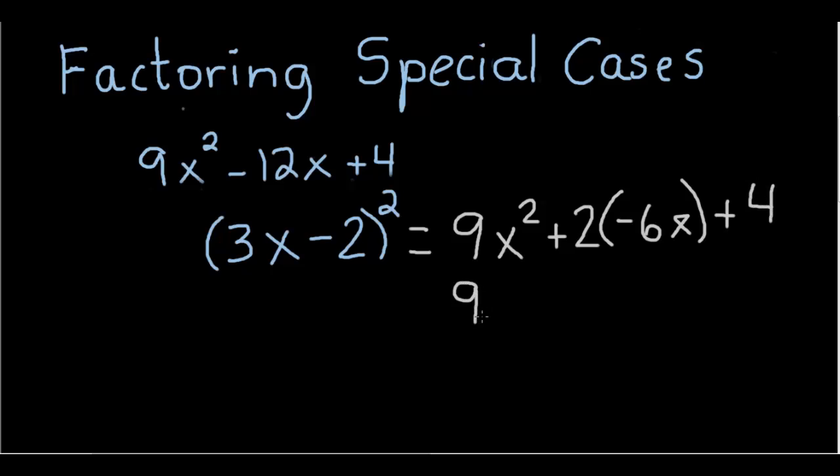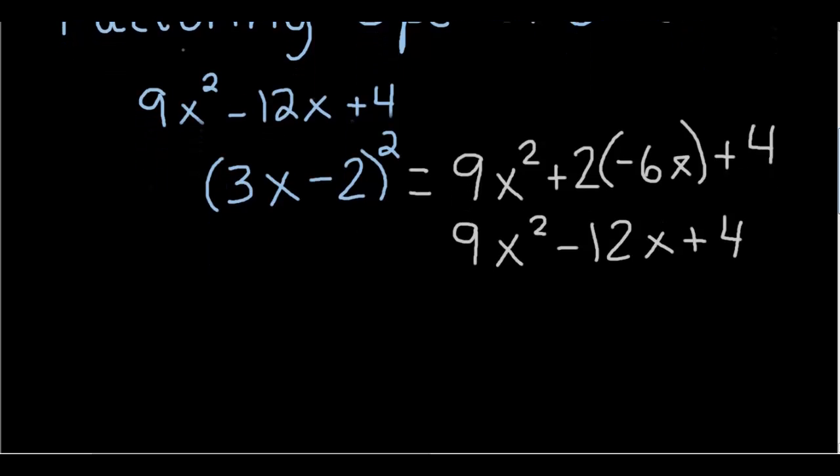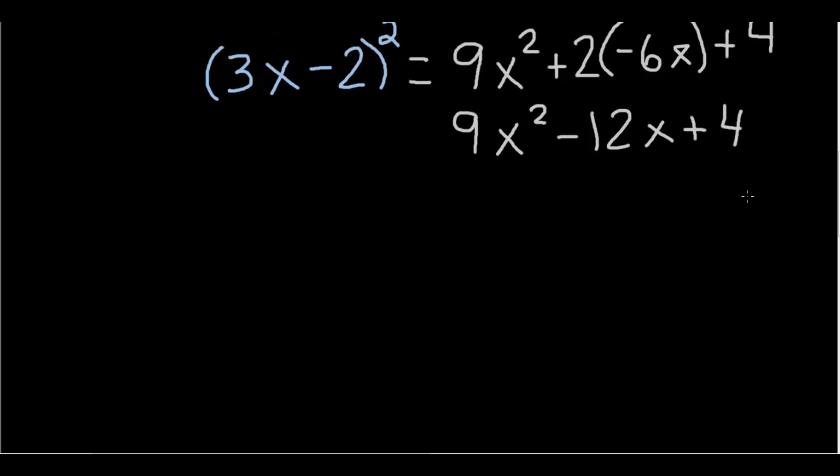Once we simplify, it will be 9x squared minus 12x plus 4. And then that will be the answer, which happens to be the original trinomial we had. So then yes, we are correct. This is the factored form of 9x squared minus 12x plus 4. Let's go ahead and work on another one.